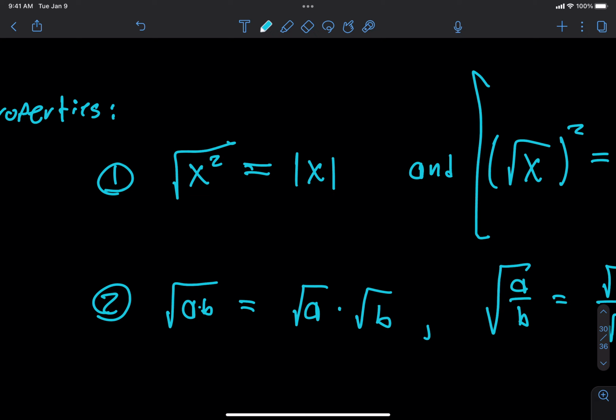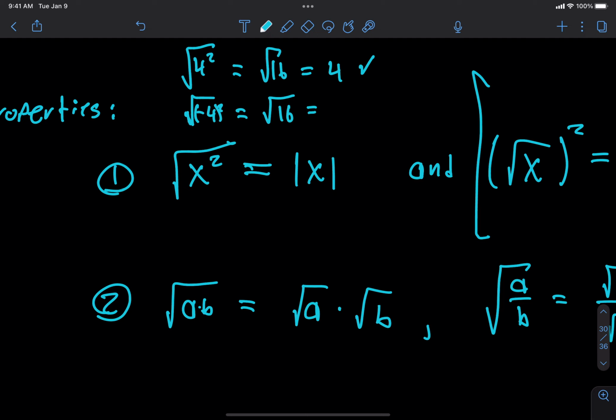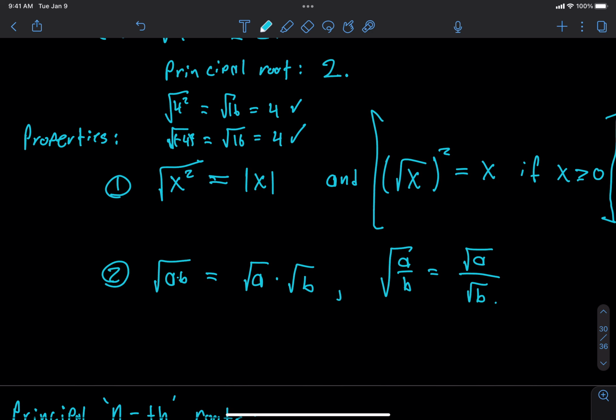Why don't we start with taking 4? If I take 4 and square it and then take the square root, I get the square root of 16, which is of course 4. So that works because the absolute value of 4 is 4. But what about the negative one? If I do the square root of negative 4 squared, since I do negative 4 times negative 4, I get the square root of 16, which again gives me 4 if we're doing the principal square root.